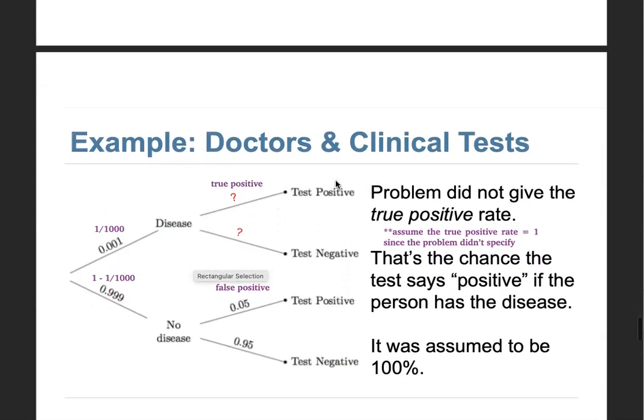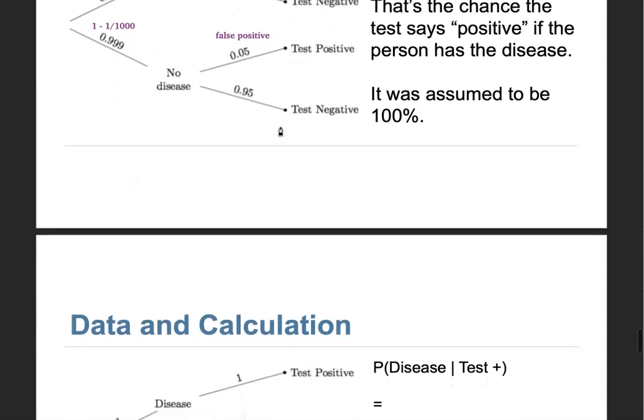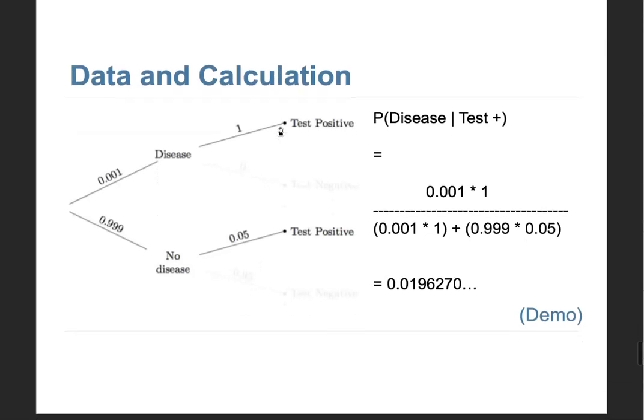So that's how we update our tree like this. Here we will make that 100%, and then here will be 0. Again, as we said earlier, that's the false positive, and this is the true positive. So we assume the true positive rate is 1. So I think here is the final tree, it looks like this.